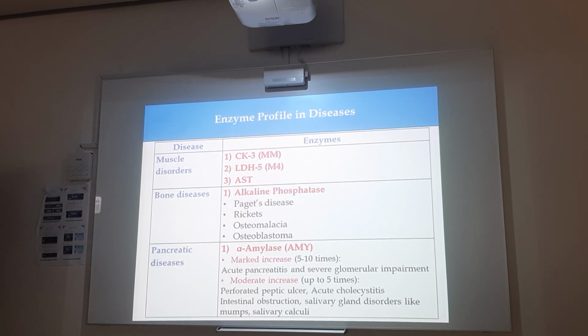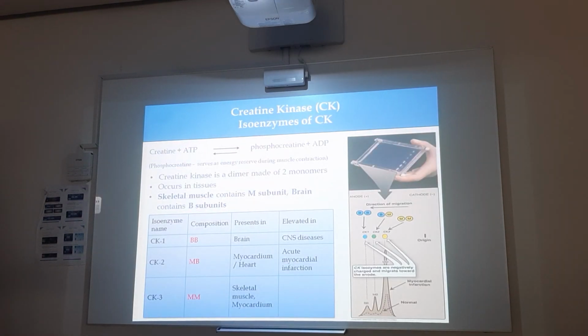If you look into muscle disorders, CK3. Why CK3? Why LDH5? In a minute I'll tell you why. AST. Bone diseases, we look into alkaline phosphatase. Pancreatic disease, we have alpha amylase. So, let's talk about isoenzymes. This is your last chance. Okay?